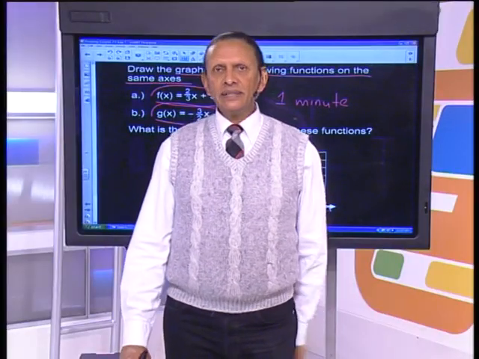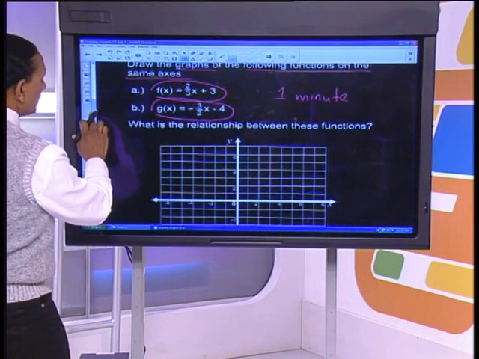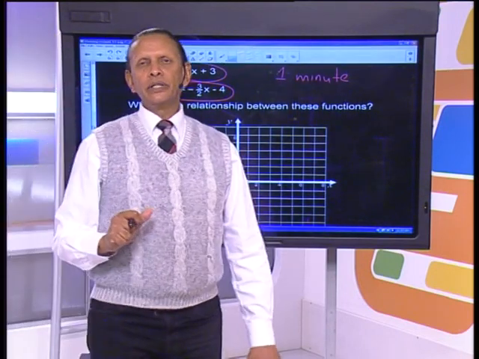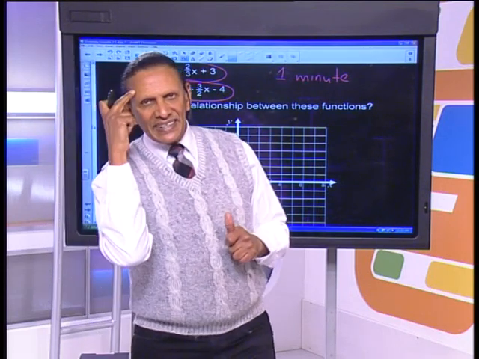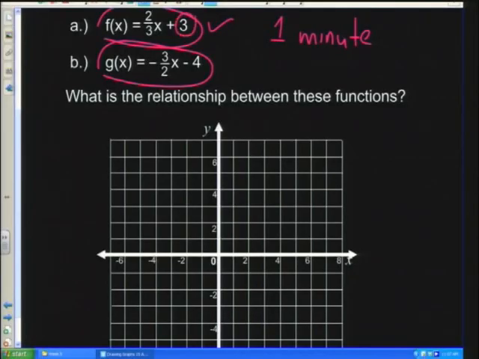Right, welcome back, guys. Let's see, could you do the two graphs? Right, so let's see. I'm going to use the dual intercept method. For me, it works very good. I can also do it mentally. Already, if I take the first graph, the y-intercept is 3. So there's my y-intercept, 3.